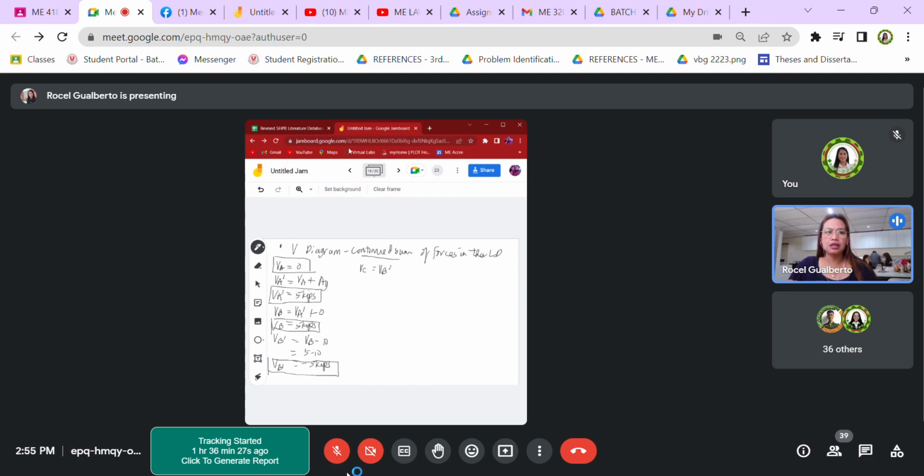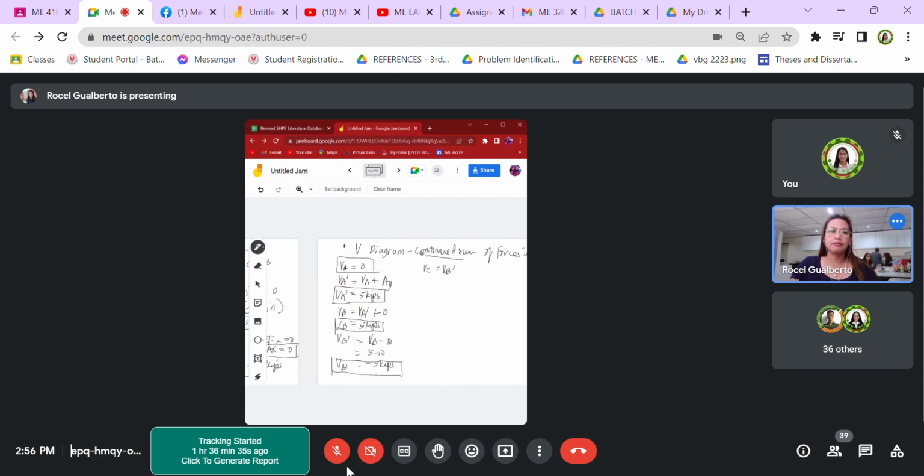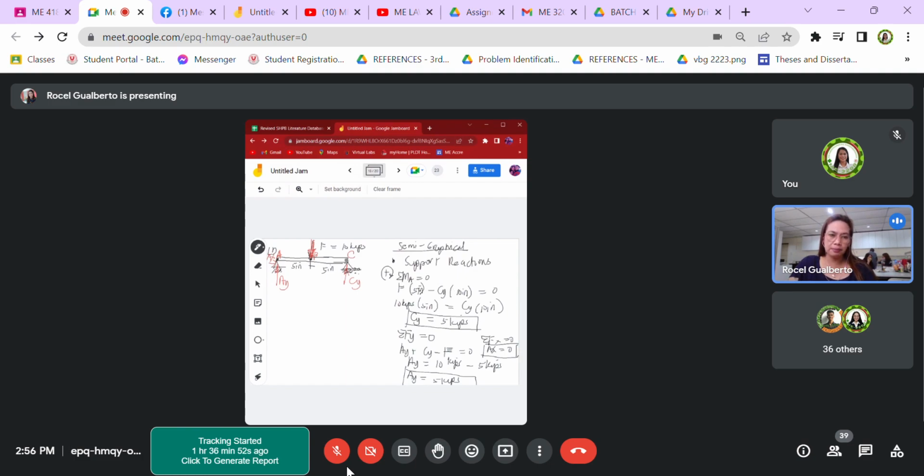B to C, tingnan po natin kung may load in between. From B to C, wala pong load doon. So, plus 0. Therefore, V of C would be negative 5 kips. And then finally, V of C prime. That would be V of C. So, you see point C now, C and C prime. So, the same point po yun.